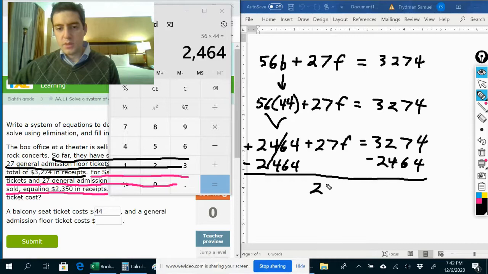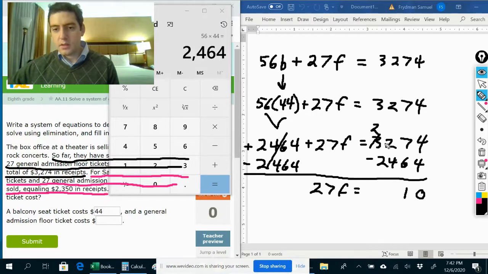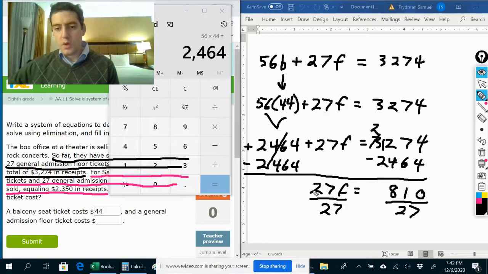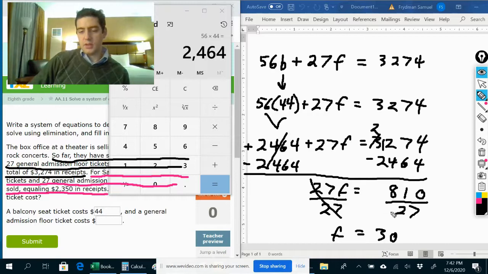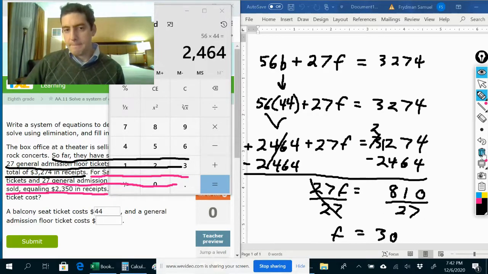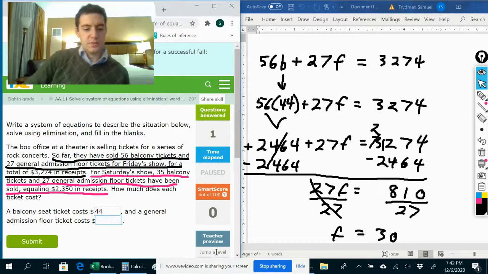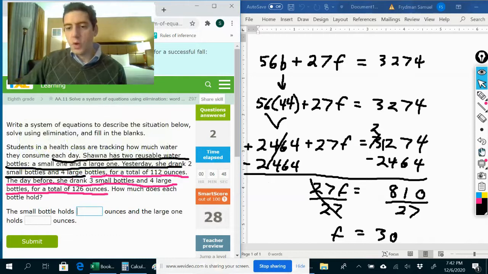Okay, this cancels. We get 27F equals 810. And then we'll divide 27F by 27, and then we'll divide this by 27 also, and that's going to give us F equals 30. Okay, 810 divided by 27 is going to give us 30. Okay, so that means that a floor ticket is $30. Okay, and that's it.